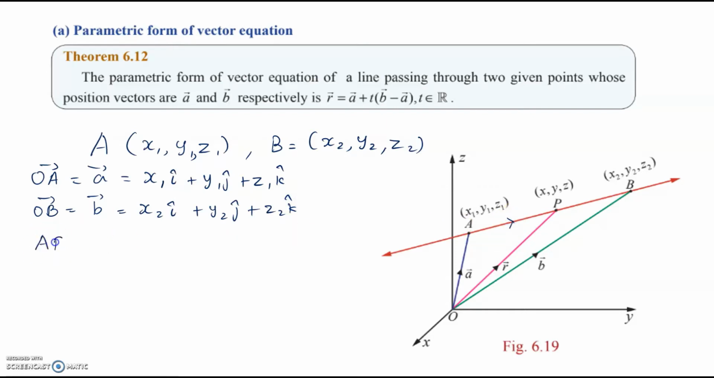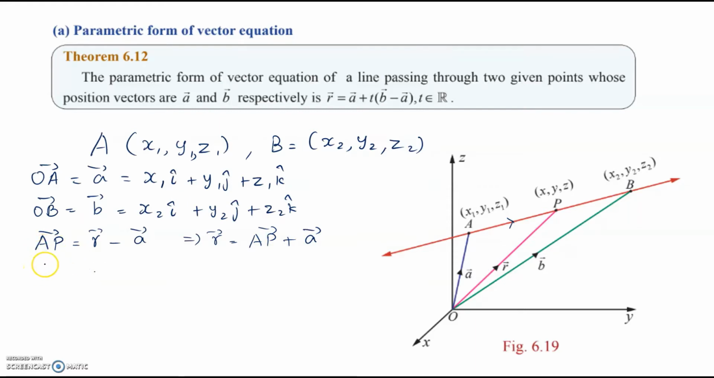Now consider the vector AP. Vector AP can be written as vector AO plus vector OP, or in other words, R vector minus A vector. Okay, vector R minus vector A. So we can write vector R as equal to vector AP plus vector A.